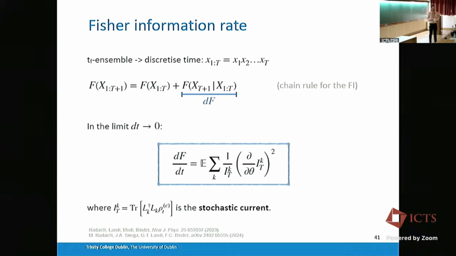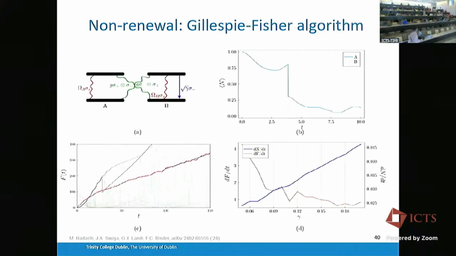Hi. Thanks for the nice talk, Felix. Could you go back a slide? In this Gillespie-Fisher algorithm, is gamma the rate of jumps in figure D? Am I interpreting right that the system encodes more information when gamma is less? Is that why the rate of Fisher information is decreasing as you learn more about gamma?